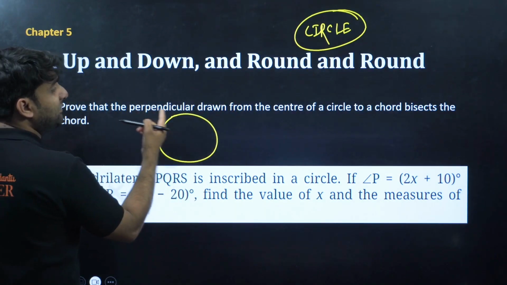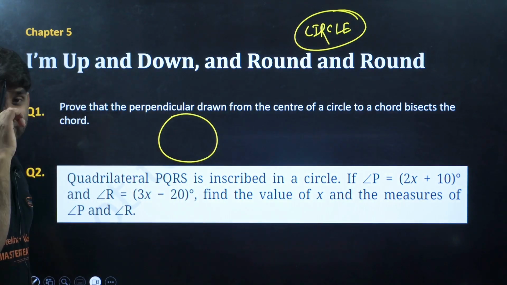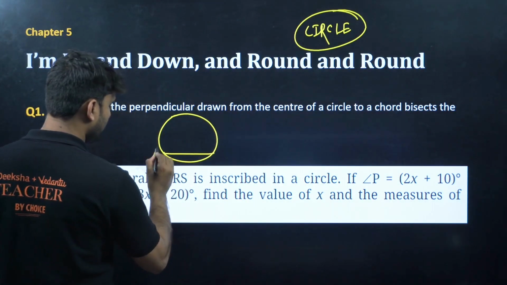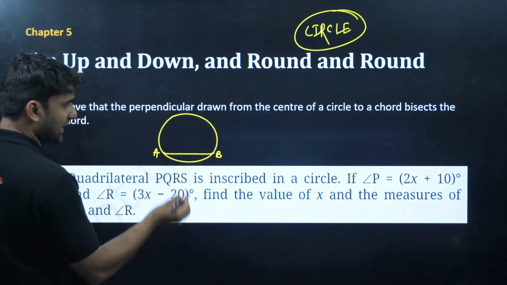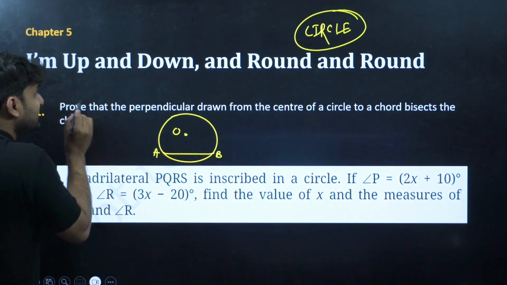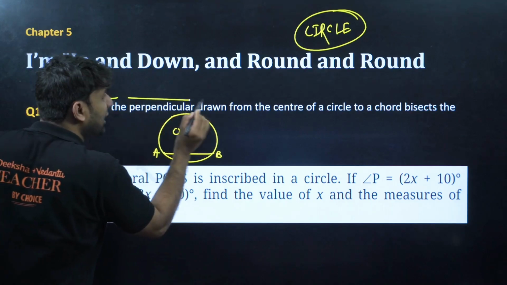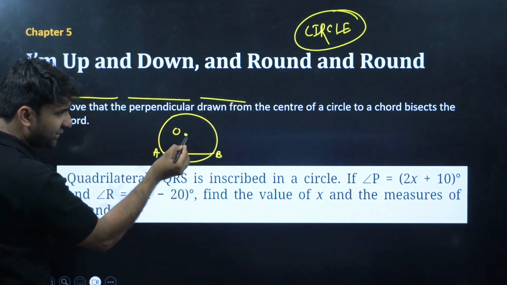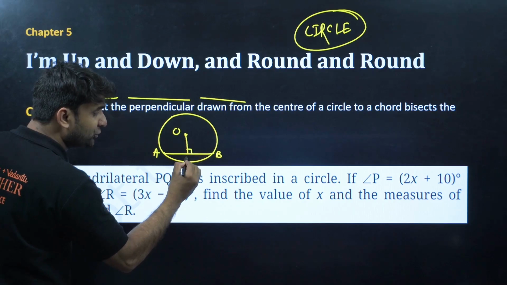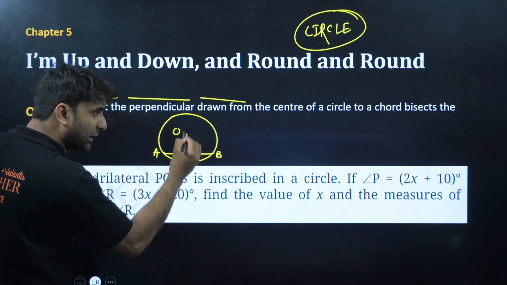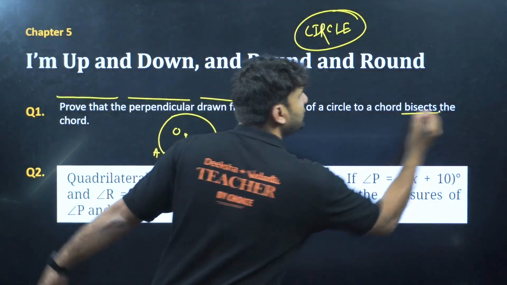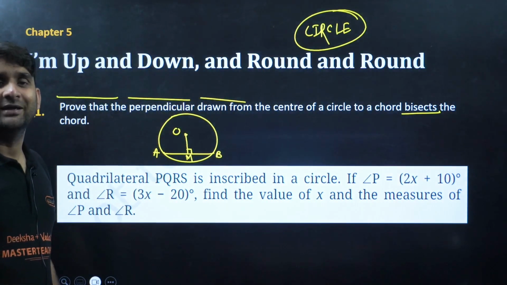Prove that the perpendicular drawn from the center of a circle to a chord. So let's say we have a chord here, AB. This is the chord, and this is the center, center O, and the question here is to prove that the perpendicular drawn from the center to this chord, this perpendicular OM, divides the chord into two equal parts. Bisects means division into two equal parts.